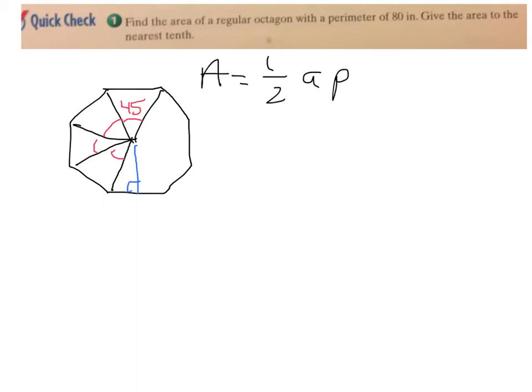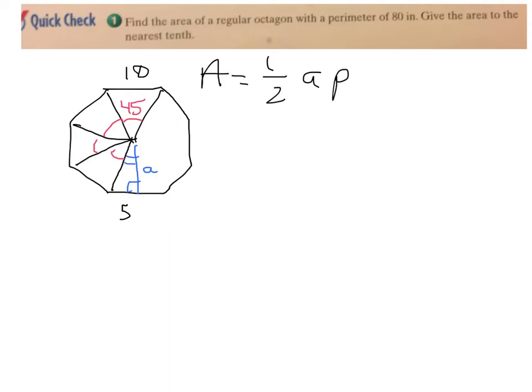Which again is area equals 1/2 the apothem times the perimeter. They already gave us the perimeter of 80. So all we have to do is figure out the length of that blue segment. To get the length of that blue segment, the apothem, we're going to have to get the measure of the blue arced angle. We know that if there are 8 sides and the perimeter is 80, every one of these sides is 10. So this little side right here is 5.